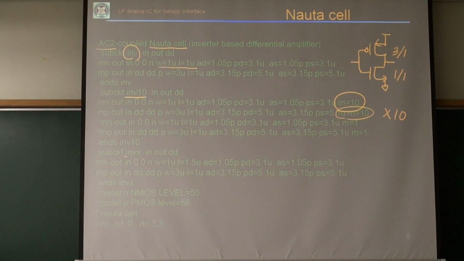So this inverter X is some mismatched one. So that mismatched one is okay. I mean, it works anyway. This inverter X is 1 by 1.5, 3 by 1. Yeah, this is pretty much mismatched. NMOS length is mismatched by 50%.